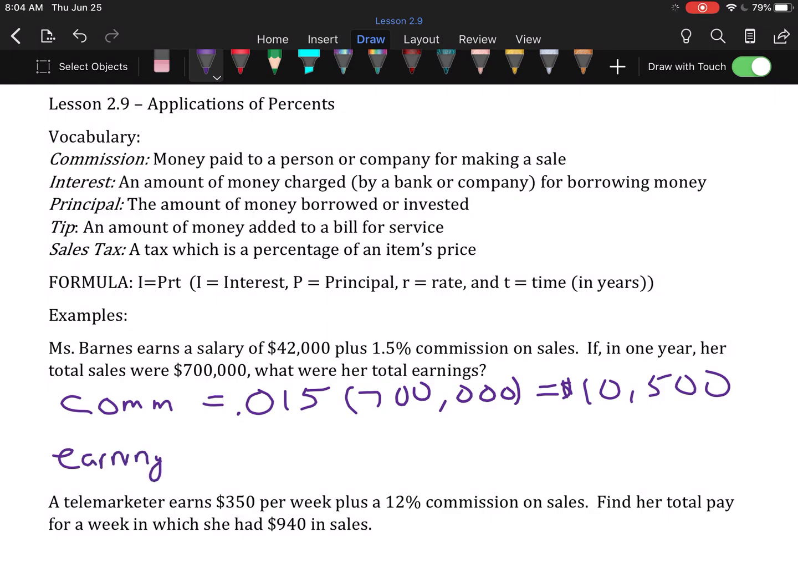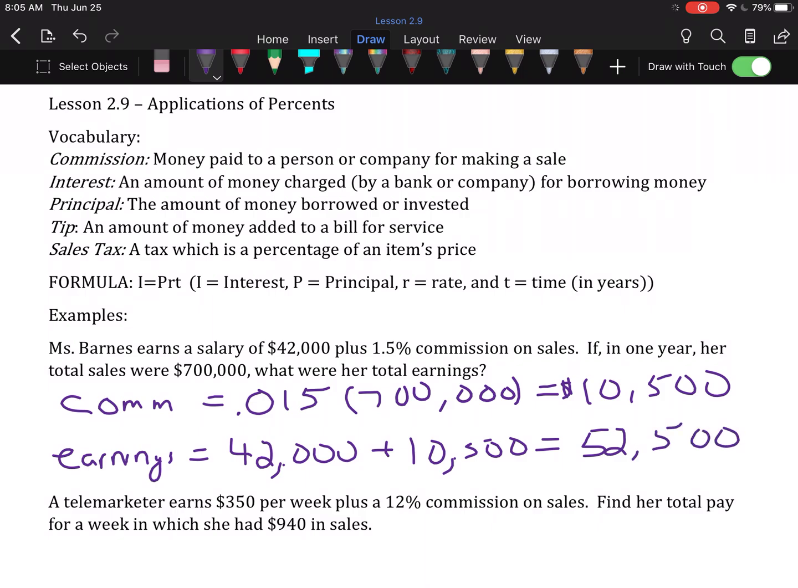So her total earnings will be her salary, which we're told is $42,000, plus her commission, which we just figured out is $10,500. And that would make her earnings for the year $52,500.